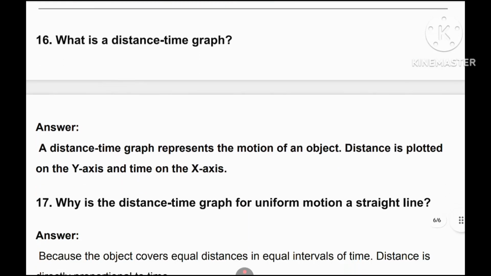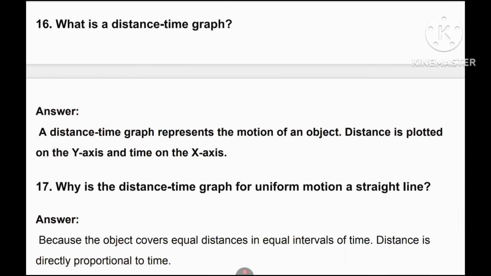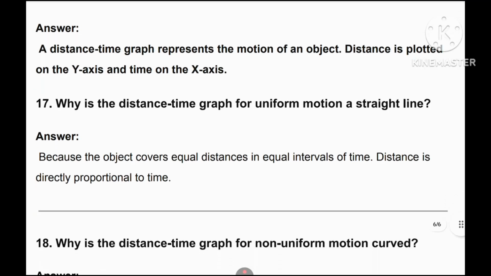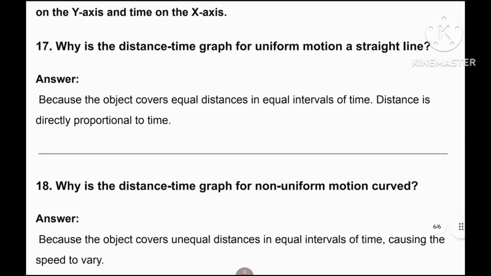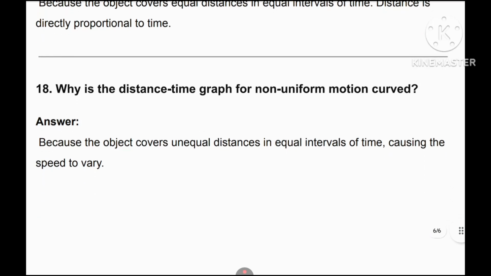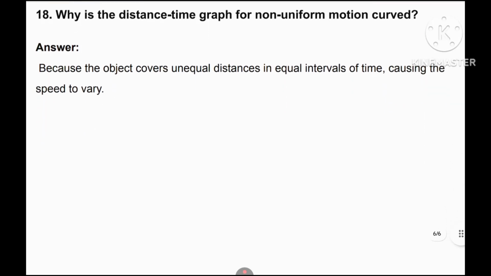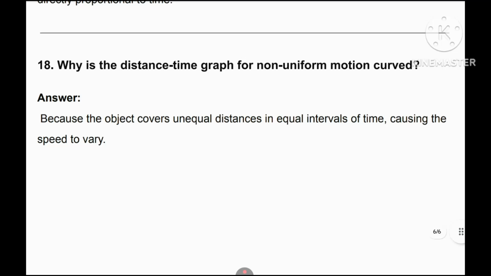What is a distance time graph? A distance time graph represents the motion of an object. Distance is plotted on the y-axis and time on the x-axis. Why is the distance time graph for uniform motion a straight line? Because the object covers equal distances in equal intervals of time. Distance is directly proportional to time. Why is the distance time graph for non-uniform motion curved? Because the object covers unequal distances in equal intervals of time, causing the speed to vary.